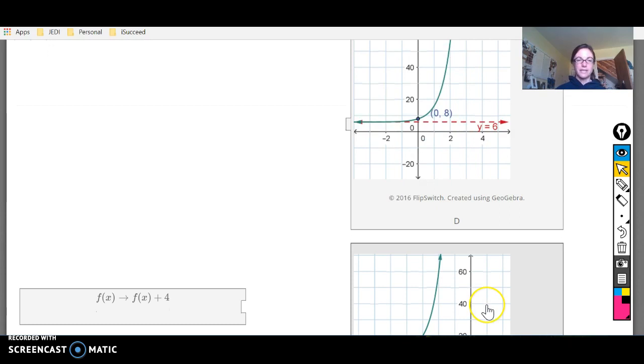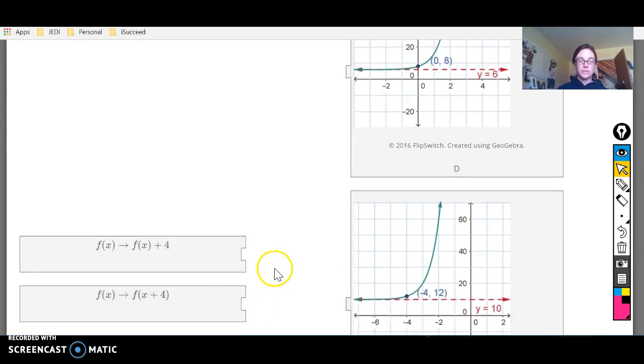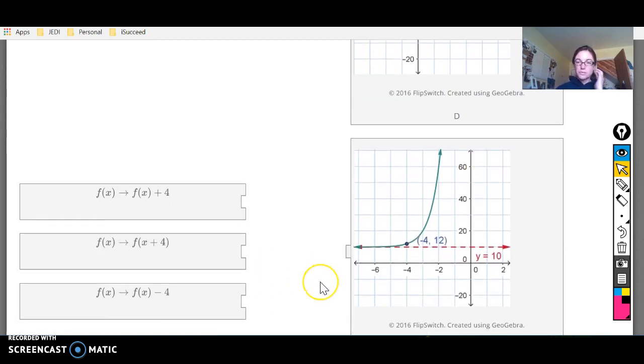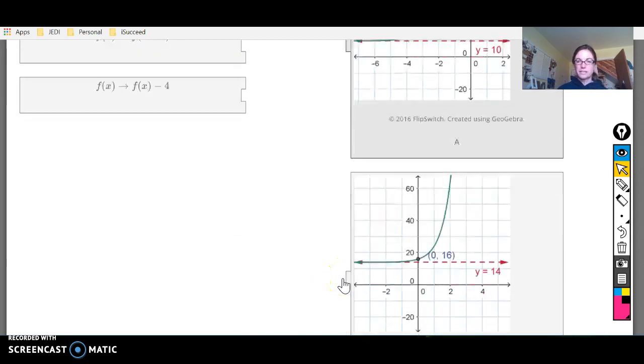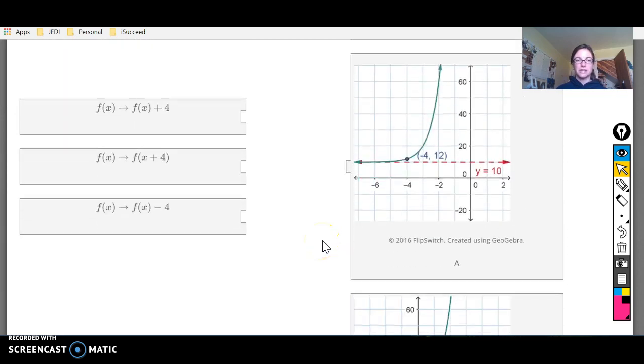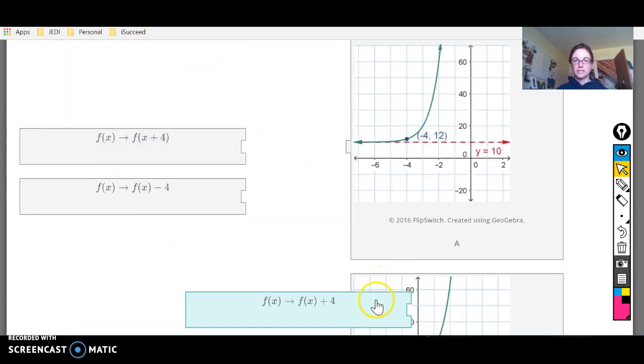Second one, now this is the function plus 4. So when the number is not inside those parentheses, that implies a vertical shift. And these are exactly. So if it's plus 4, you go up 4 on the y-axis. And if it's minus 4, you go down 4 on the y-axis. So in this instance, we're adding 4. So we should be going from our asymptote of y equal 10 to an asymptote of y equal 14. So this one comes down here.